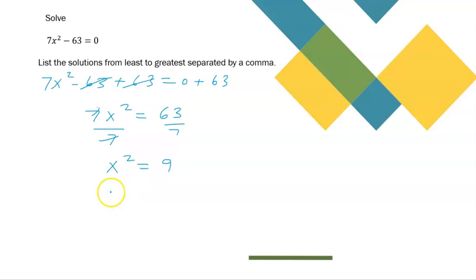Then you are going to take the square root of both sides. On the left we'll be left with x. On the right we are going to have plus or minus the square root of 9. And therefore x equals plus or minus 3. Since we are supposed to give our solutions from least to greatest, our answer is x equals negative 3, comma, 3. And that is your answer.